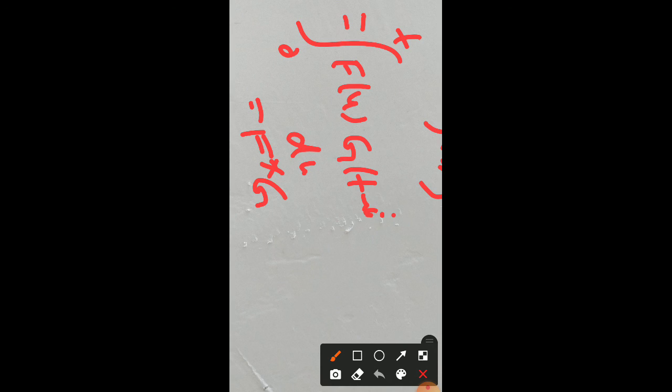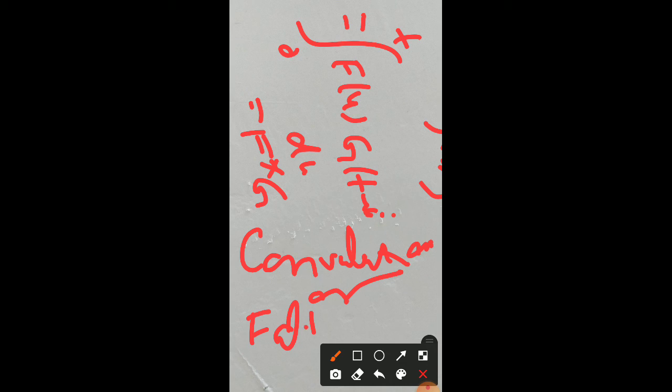So this is the convolution or Faltung theorem. So this is the statement or definition of the convolution and Faltung theorem.